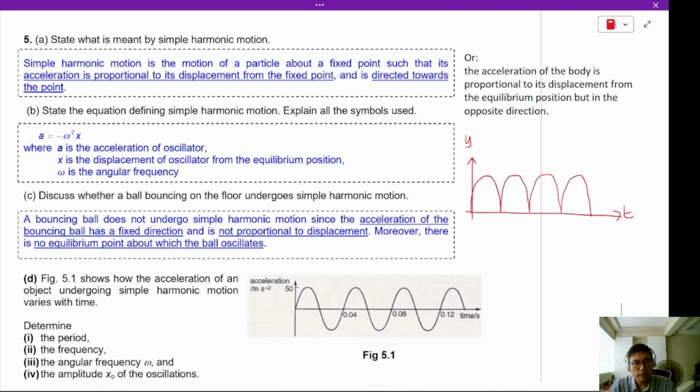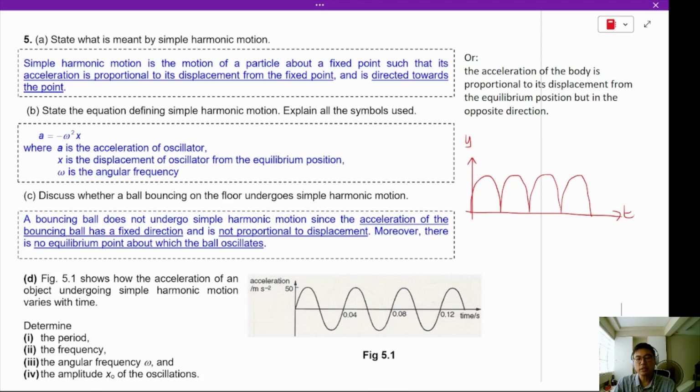Simple harmonic motion is the motion of a particle around an equilibrium position such that the acceleration of the particle is proportional to its displacement from the equilibrium position and is in the opposite direction. You can also say it's always directed towards the equilibrium position.